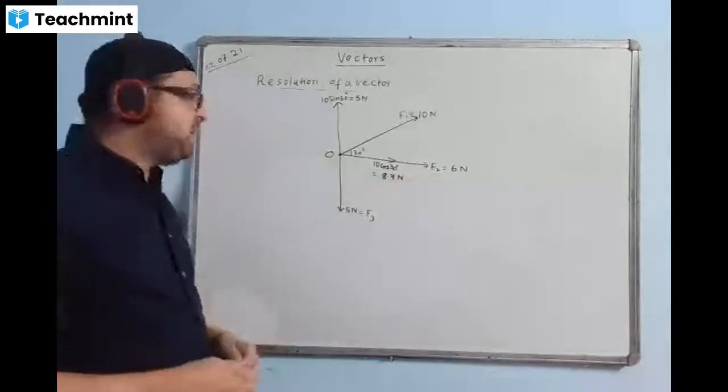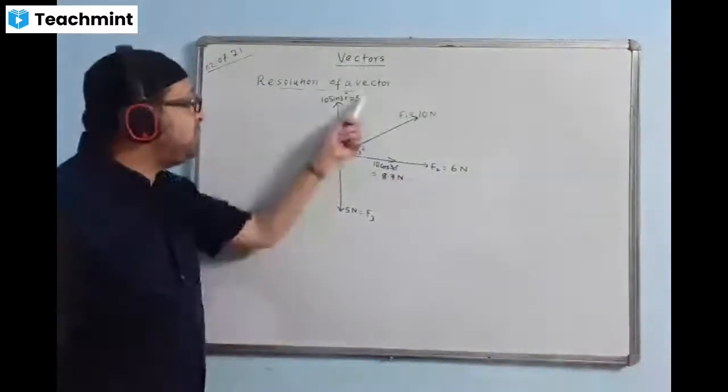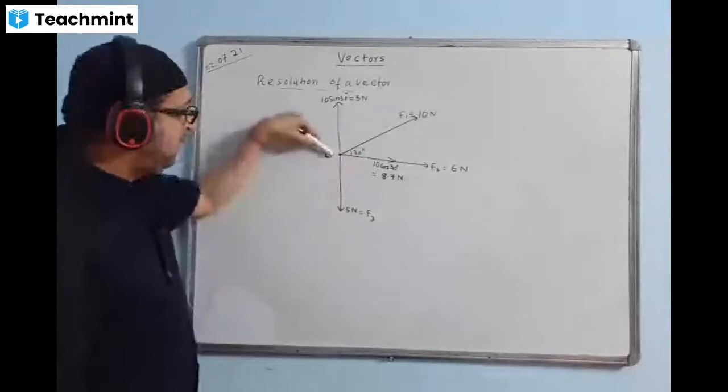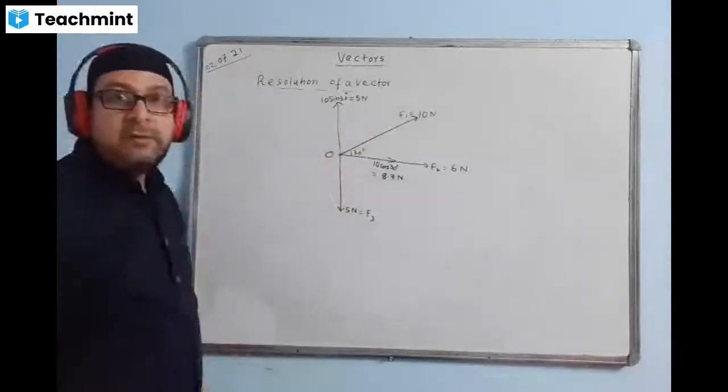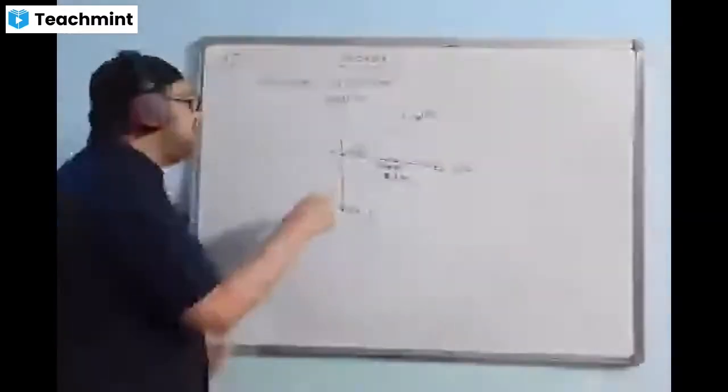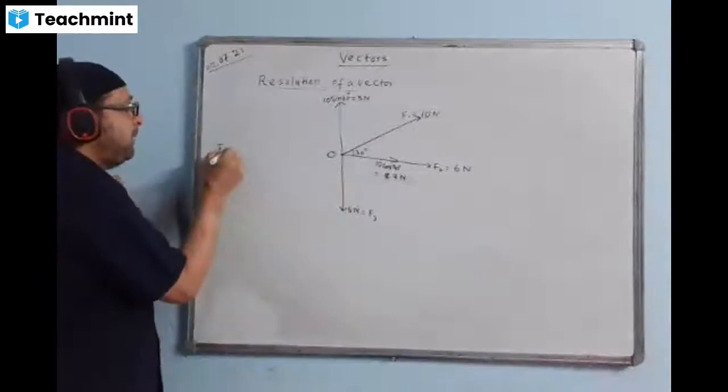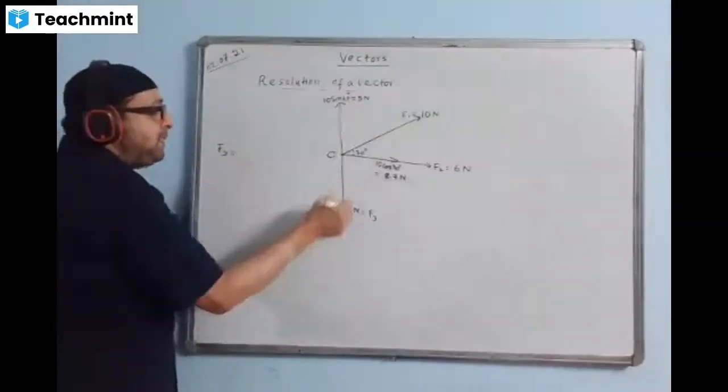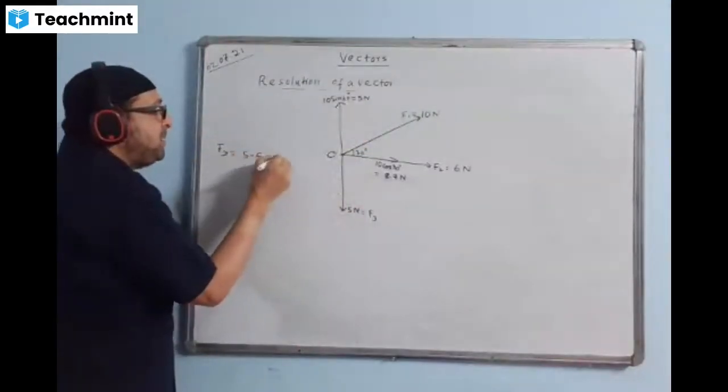They are very simple. We see 5 Newton is acting up, 5 Newton is acting down. What is the resultant of these two? First we can add Fy. The Fy value is coming 5 minus 5. 5 minus 5, the answer is 0.